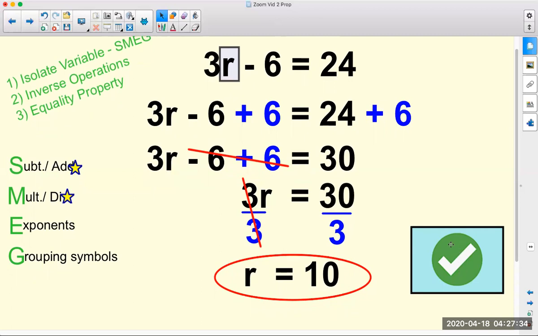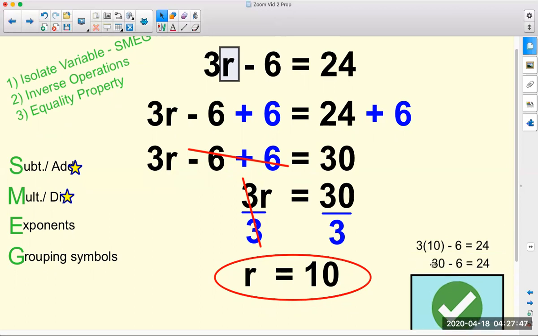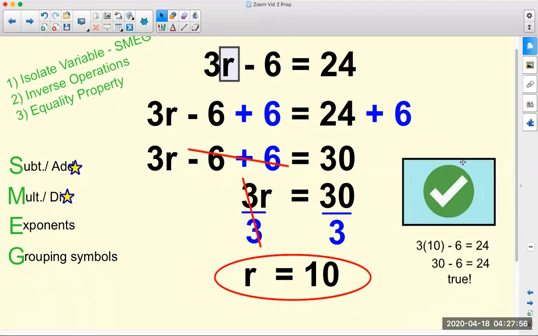The first step is to replace r with 10. So instead of 3 times r, I've got 3 times 10. 3 times 10 minus 6 equals 24. In the next row, I'll simplify. 3 times 10 is 30. So 30 minus 6 equals 24. That's a true statement. So r equals 10 is correct.